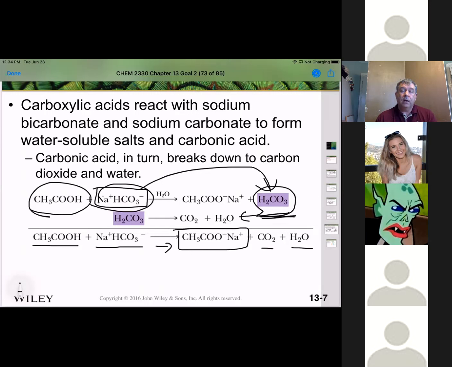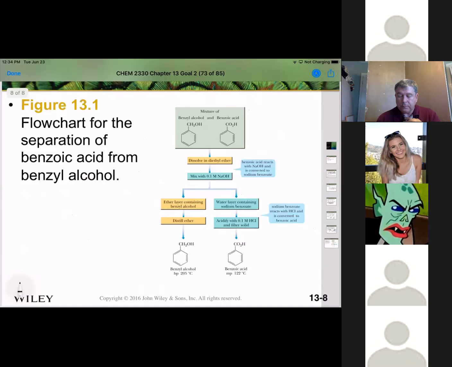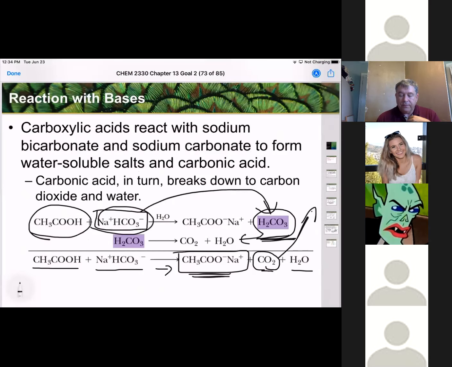The reason they're not reversible is that when the CO2 leaves the water, there's nothing there to act as our acid. The water is not acidic enough to protonate our new base here. So when the carboxylic acid goes away, we end up with a nice clean salt of the carboxylic acid. Okay, so we can use a very weak base like bicarbonate to deprotonate a carboxylic acid.